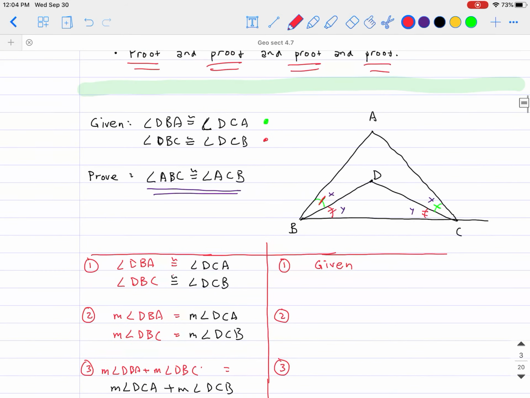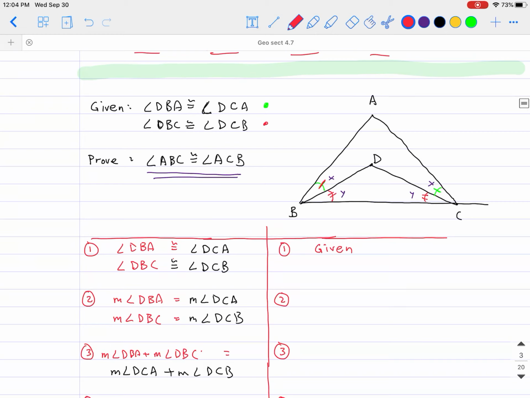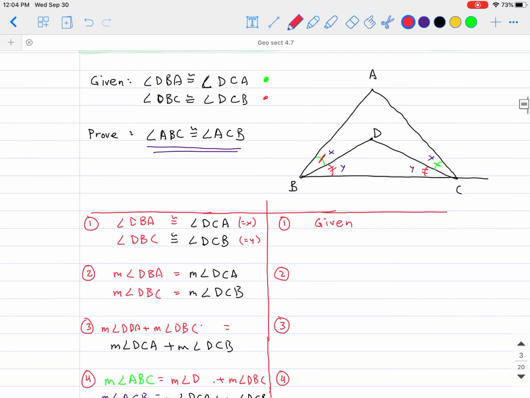Okay. All right, so let's go ahead and begin. So first, I'm going to start with the given, right? So DBA is congruent to DCA. So I guess you can see in the picture, those are going to be my X angles. If you want to sneak that in there and say that they're both equal to X, we can go ahead and do that. And over here, they're both equal to Y according to the picture. So angle DBC is congruent to DCB then, okay?